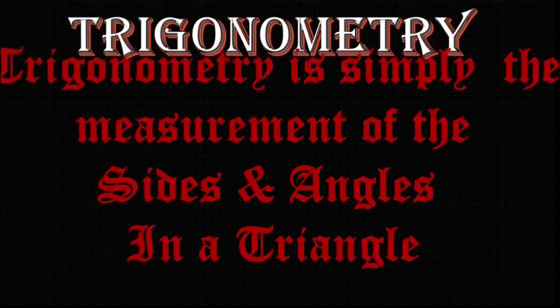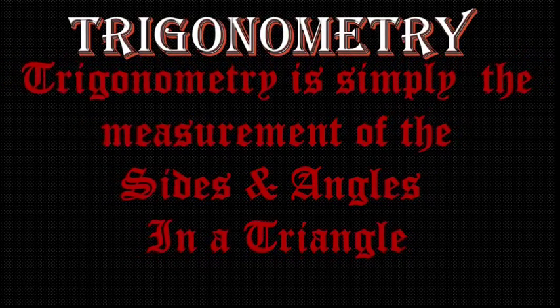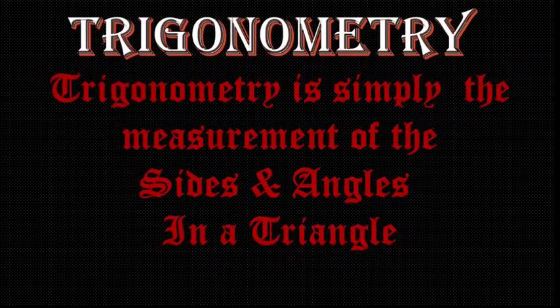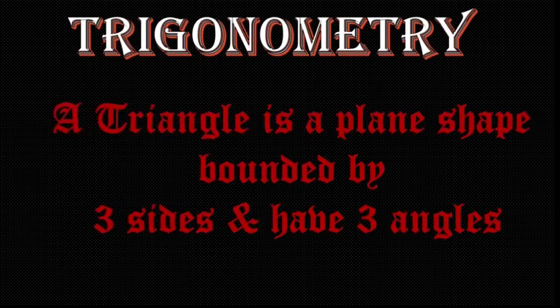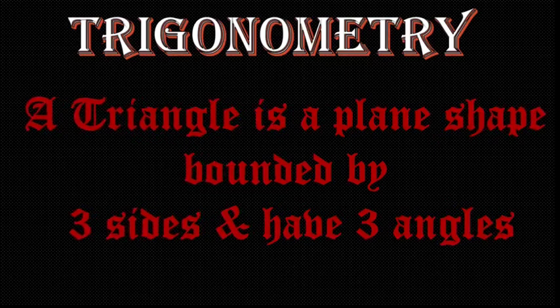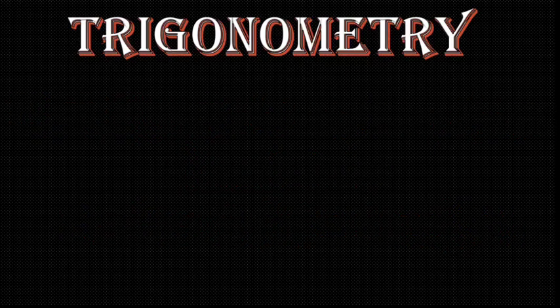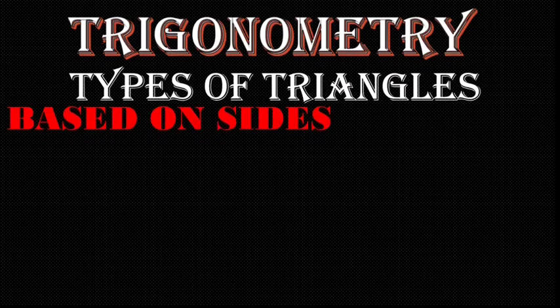So yeah, you could guess I'll be talking about trigonometry in today's lesson. Trigonometry is simply the measurement of the sides and angles in a triangle. Yeah, simple. So let's talk about a triangle. A triangle is any shape bounded by 3 sides and having 3 angles. And then we classify triangles based on their sides and based on their angles.